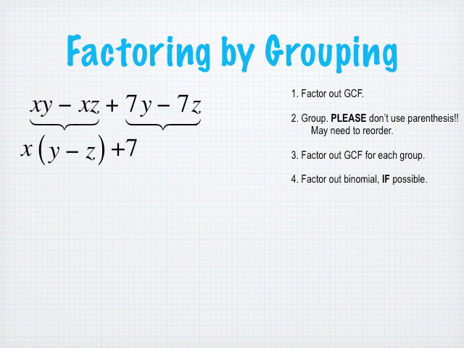Okay, it checks perfectly. Now if I factor 7 out from the second pair, I'm still left with y minus z. 7 times y is 7y minus 7 times z is 7z. So again, that one checks.